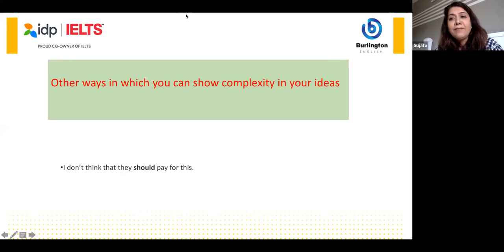Now, time for you to answer questions. Okay. There are other ways apart from the clauses, the way I showed, to create complex ideas like this. I don't think that they should pay for this. Of course, there's a relative clause here, but there's also should. So what is this? Which part of speech is this? And do you use it in your IELTS exam?